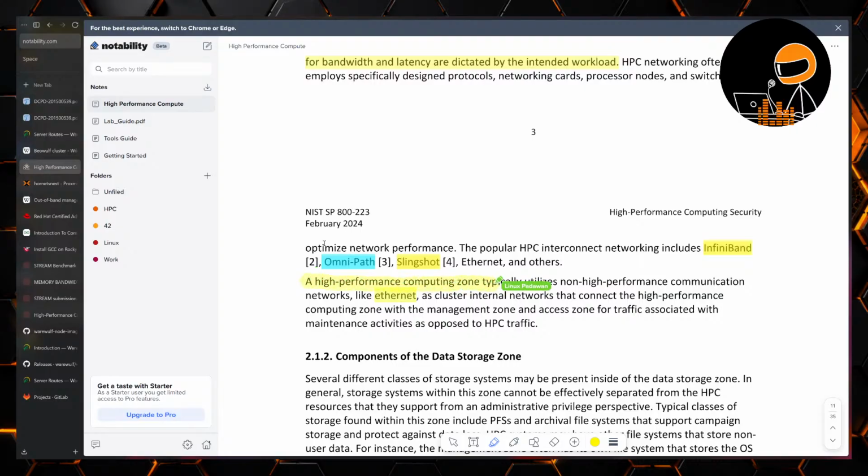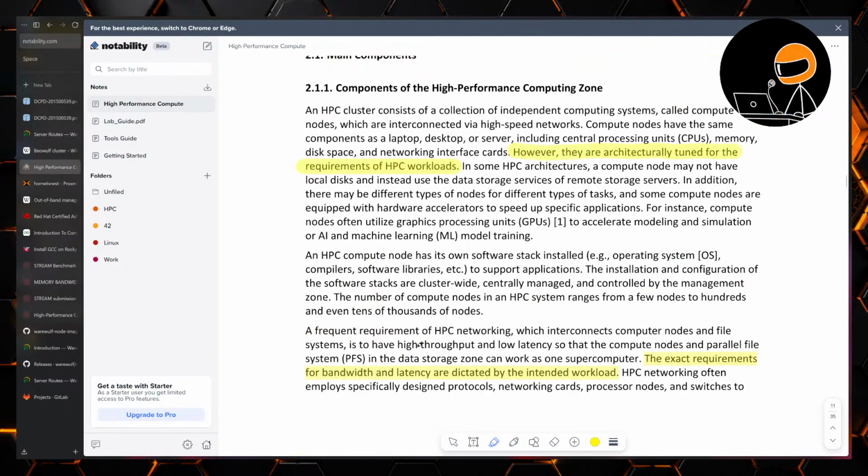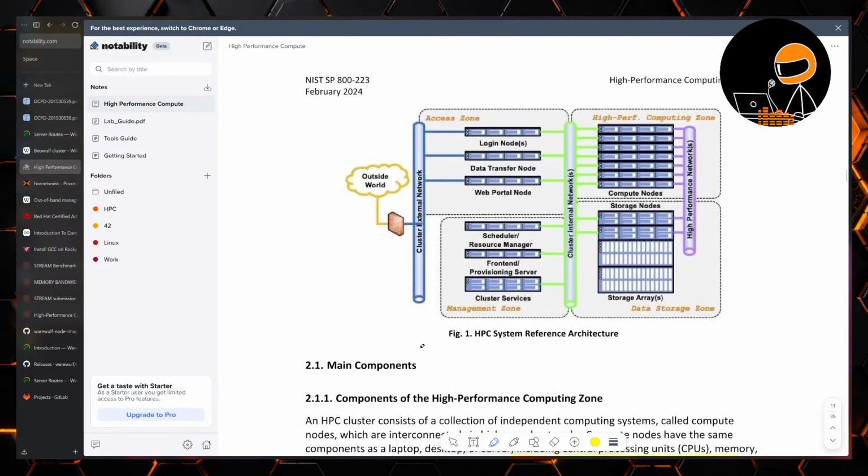A high-performance computing zone typically utilizes Ethernet as cluster internal networks that connect the high performance computing zone with the management zone and access zone for traffic associated with maintenance activities. And that would be this section here.